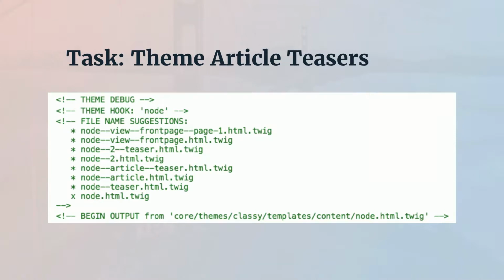And when we go to inspect the element, these are the file name suggestions that we see. The goal that we have is to apply the same styles to all article teasers. Now remember that the suggestions go from more specific at the top to more generic at the bottom. So can everybody see those okay? Anyone want to raise their hand and say which one we should use if we're theming article teasers? Anyone? All right. Well, we got somebody in the center here sitting in the chair. Yes? The node article teaser. Nice! You got it. That's the one we're going to use.